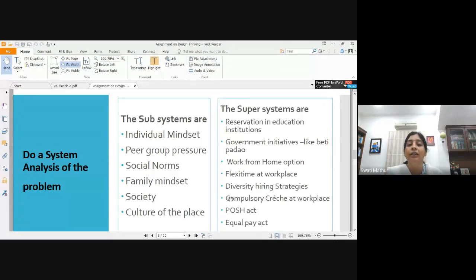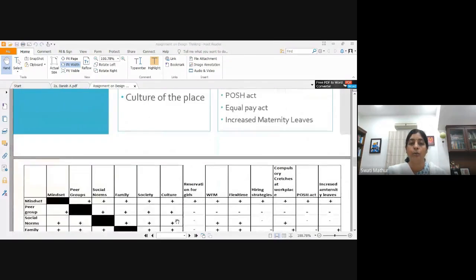The super systems here are what the government is trying to do, that is reservation in education institutions and government workplaces, government initiatives like Beti Padhao, work from home options, flexible time at the workplace, diversity hiring strategies, and compulsory creches. All these are the super systems they are interacting with. The government and the corporates are trying to incorporate these in the workplace so that they have women in the workplace, but still that is not possible.